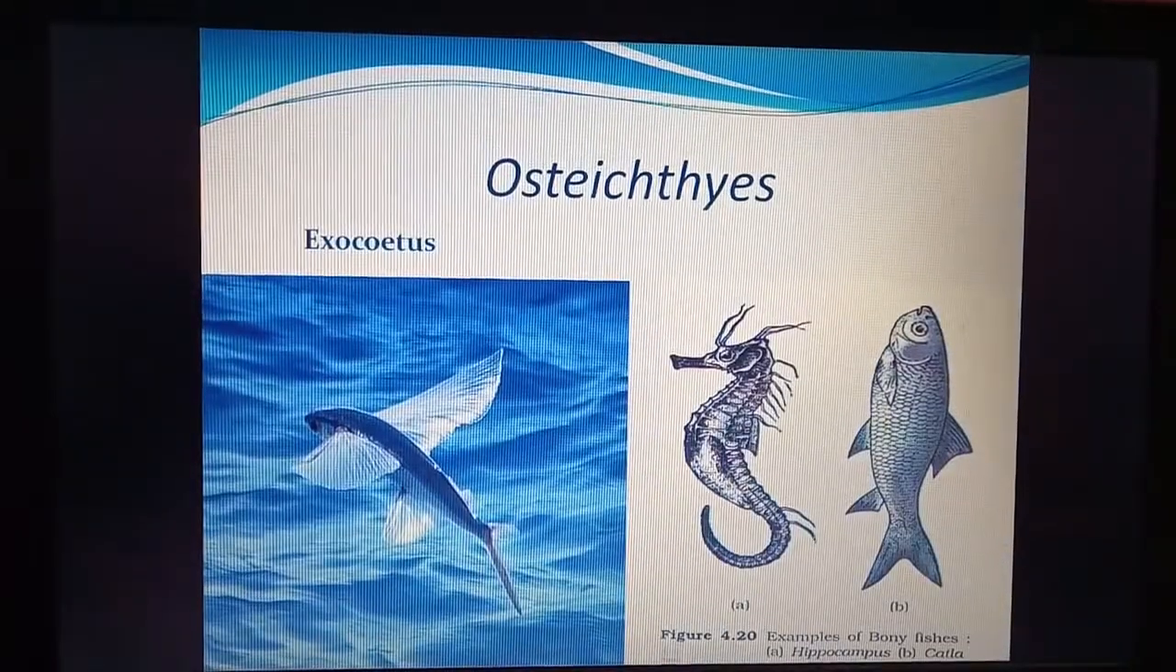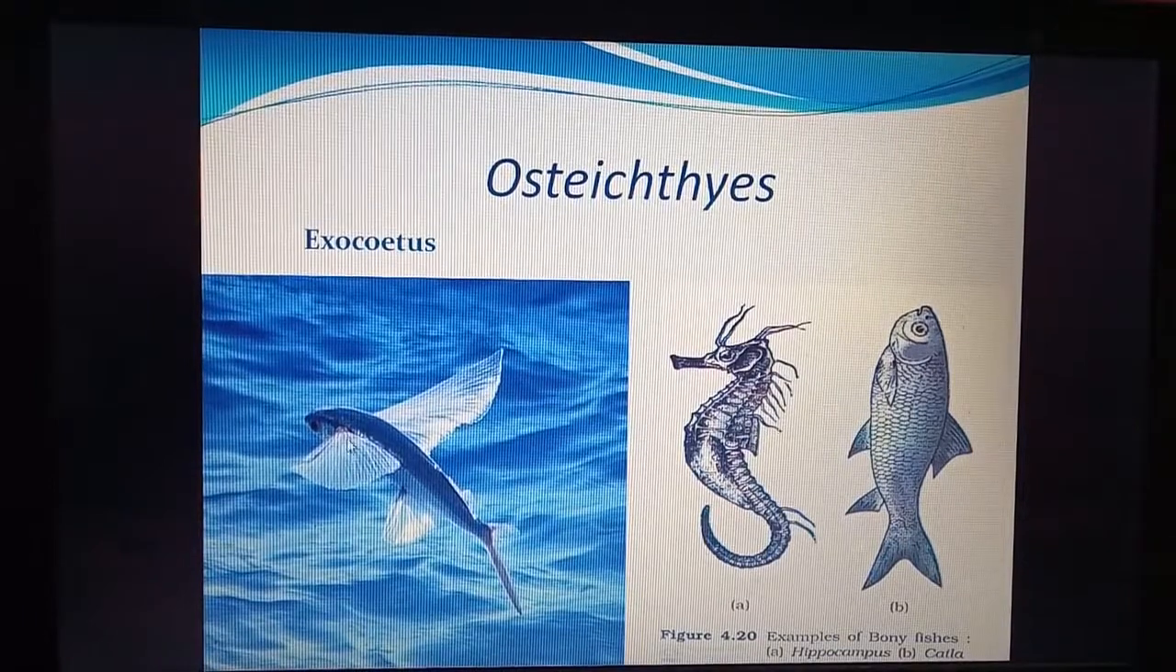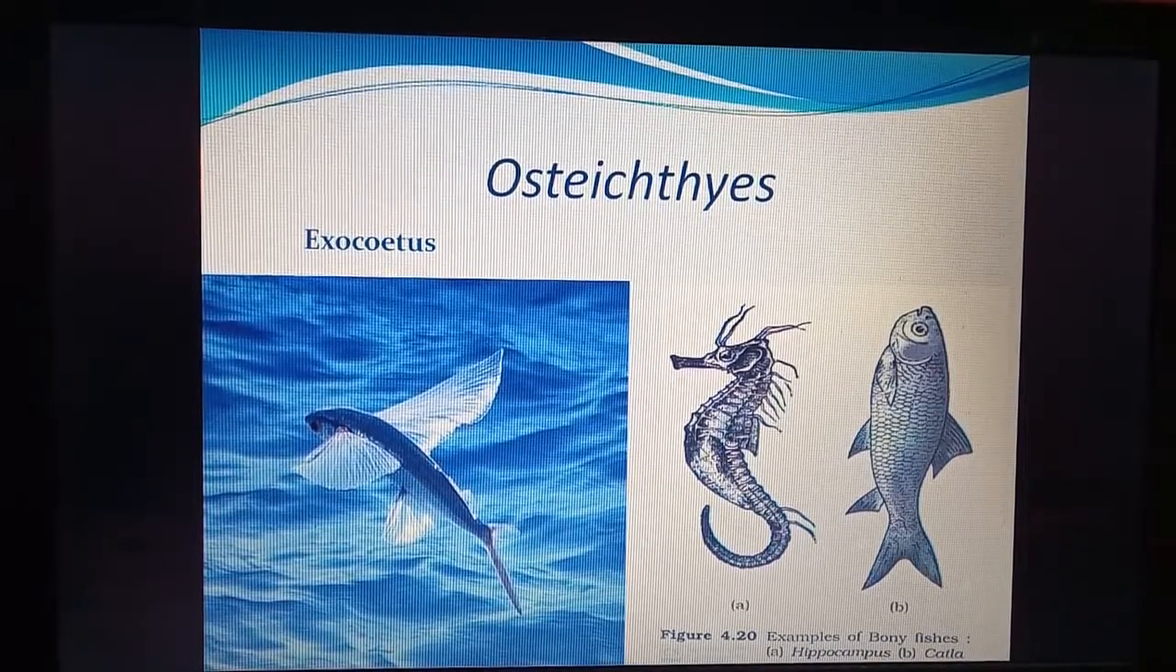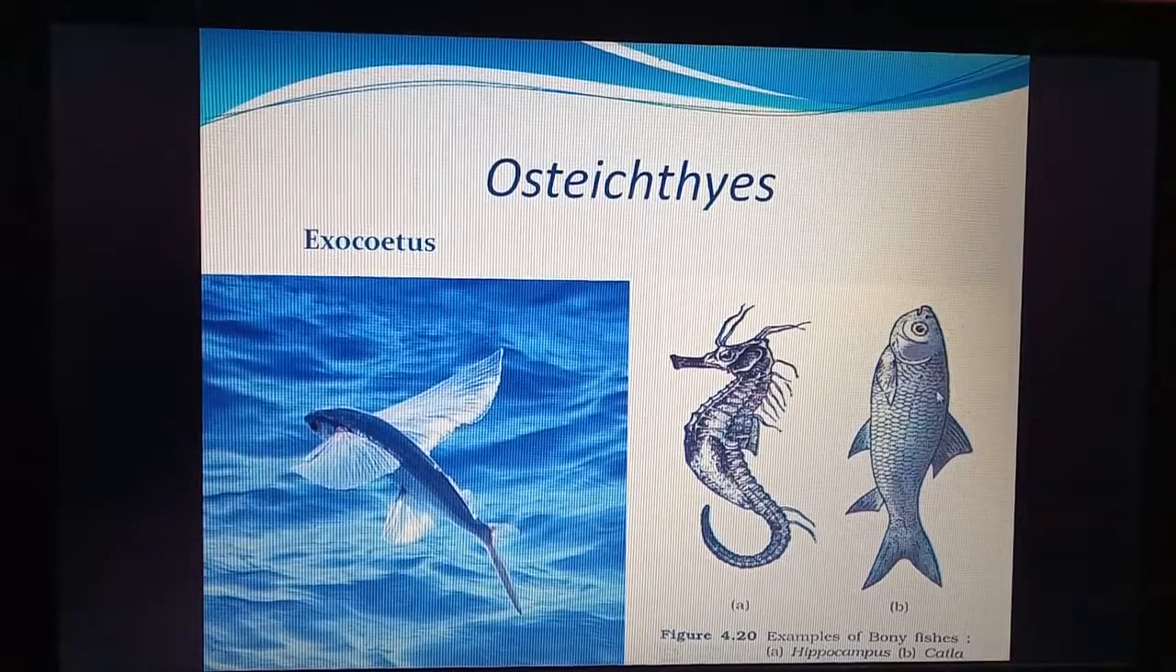So here we can see Exocoetus or flying fish. We can see the anterior fins, which are called the pectoral fins. They are elongated and help in gliding. And here we can see Hippocampus or seahorse. So Exocoetus and Hippocampus are marine fishes. And this we can see is Katla. It is a freshwater fish.